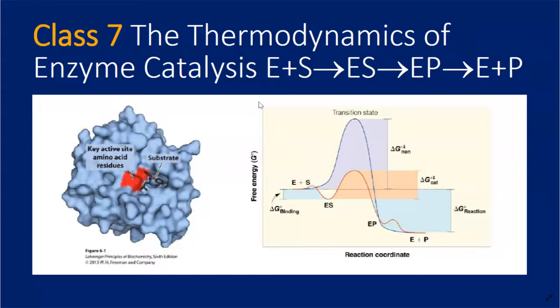In other videos for Class 7 I'll discuss the proximity model, general acid and base catalysis, and we'll also look at the mechanism of two particular enzymes, HIV protease and carboxypeptidase A.